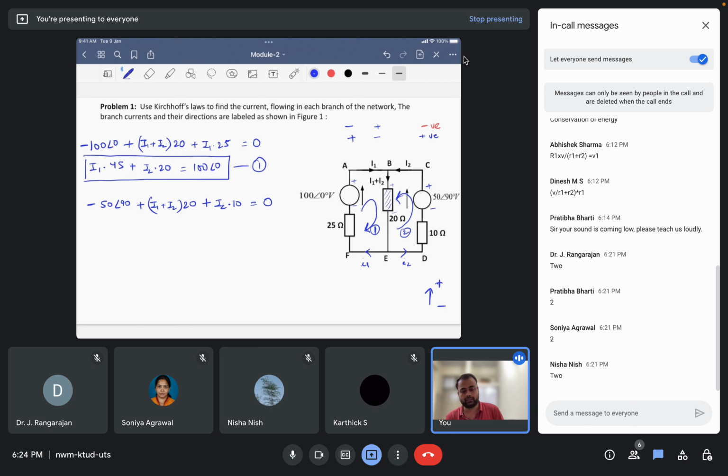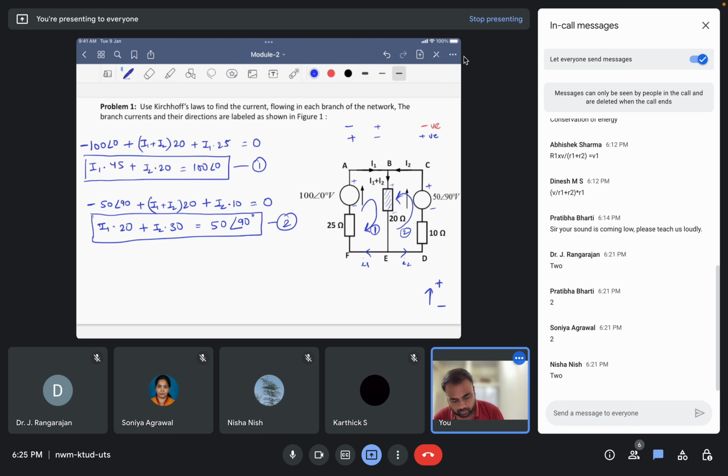So again simplify this relation. Here we have I1 multiplied by 20 plus I2 multiplied by 30, 20 plus 10, is equal to 50 volt, and the phase angle is 90 degrees. So let us call this equation number 2. Okay, so now we have to solve these equations. We have two unknowns, I1 and I2, and we have two equations, so that can be solved linearly.